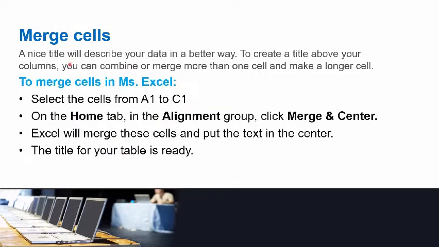Merge cells. A nice title will describe your data in a better way. To create a title above your columns, you can combine or merge more than one cell and make a longer cell. How can you merge cells in MS Excel? Select the cells from A1 to C1. On the Home tab, in the Alignment group, click Merge and Center. Excel will merge these cells and put the text in the center. The title for your table is ready.